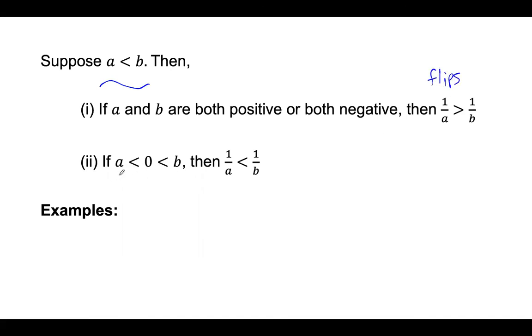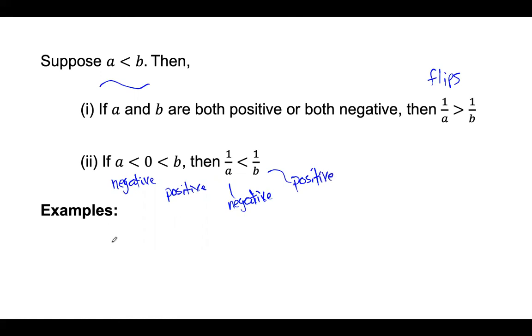If A is negative and B is positive, then 1 over A is less than 1 over B. And this is going to be negative, and this is going to be positive.